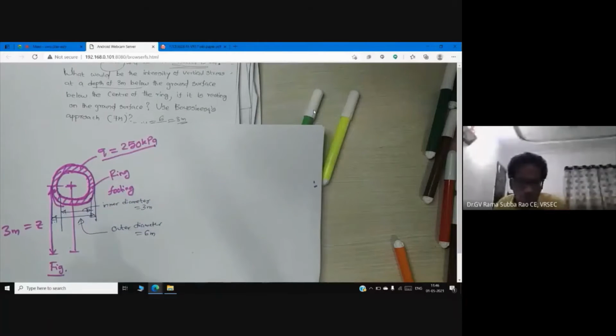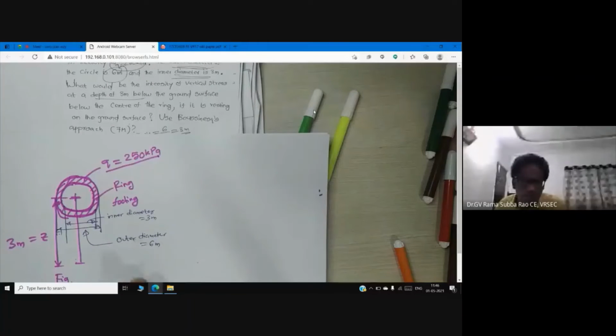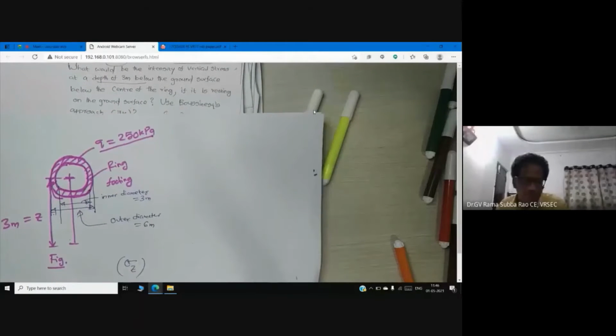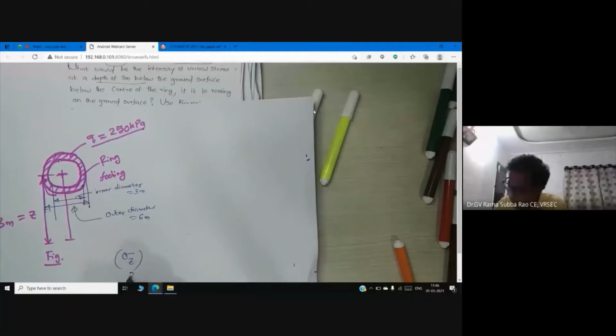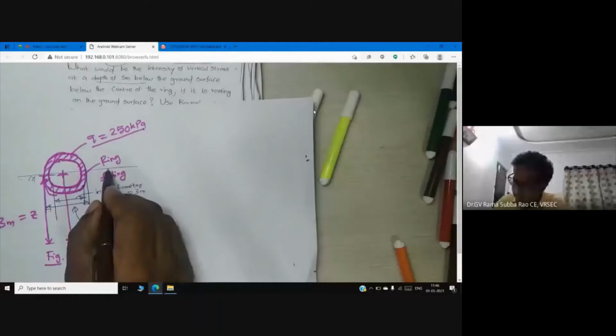Now what do I have to do? I have to calculate the intensity of vertical stress at a depth that is 3 meter below the ground surface.